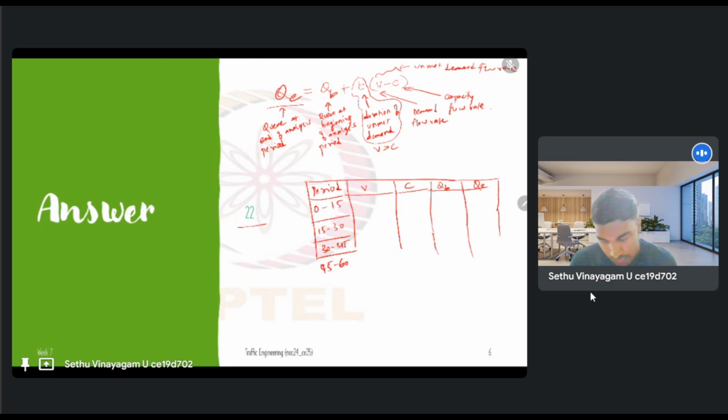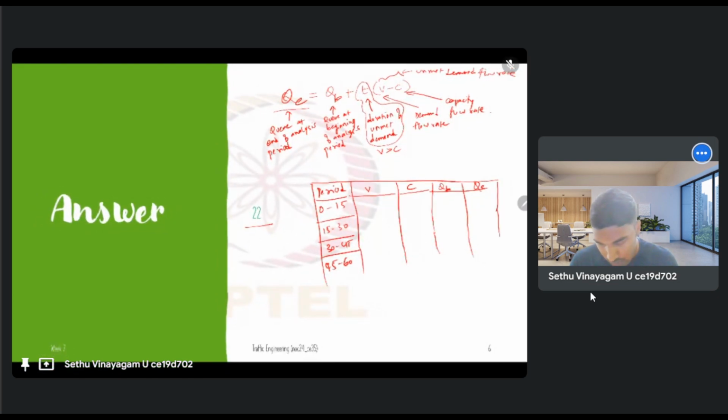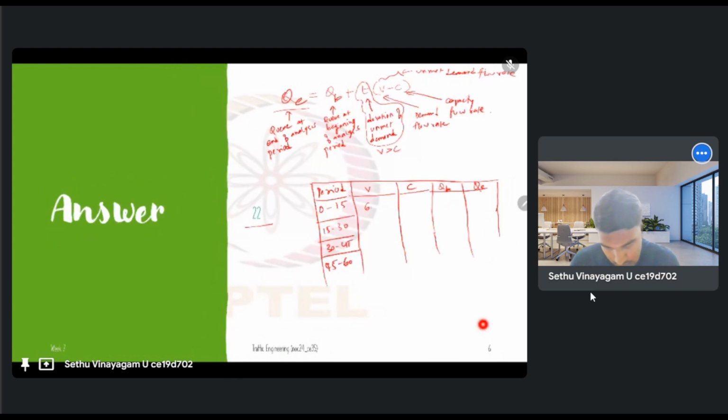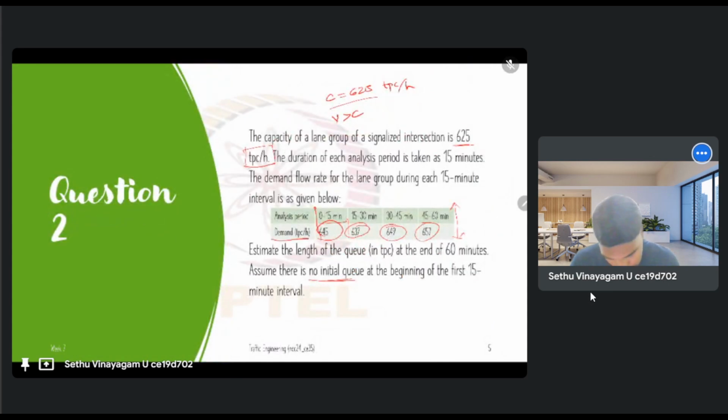So for the first period, what is the value of V? The values are 645, 637, 649, and 657.